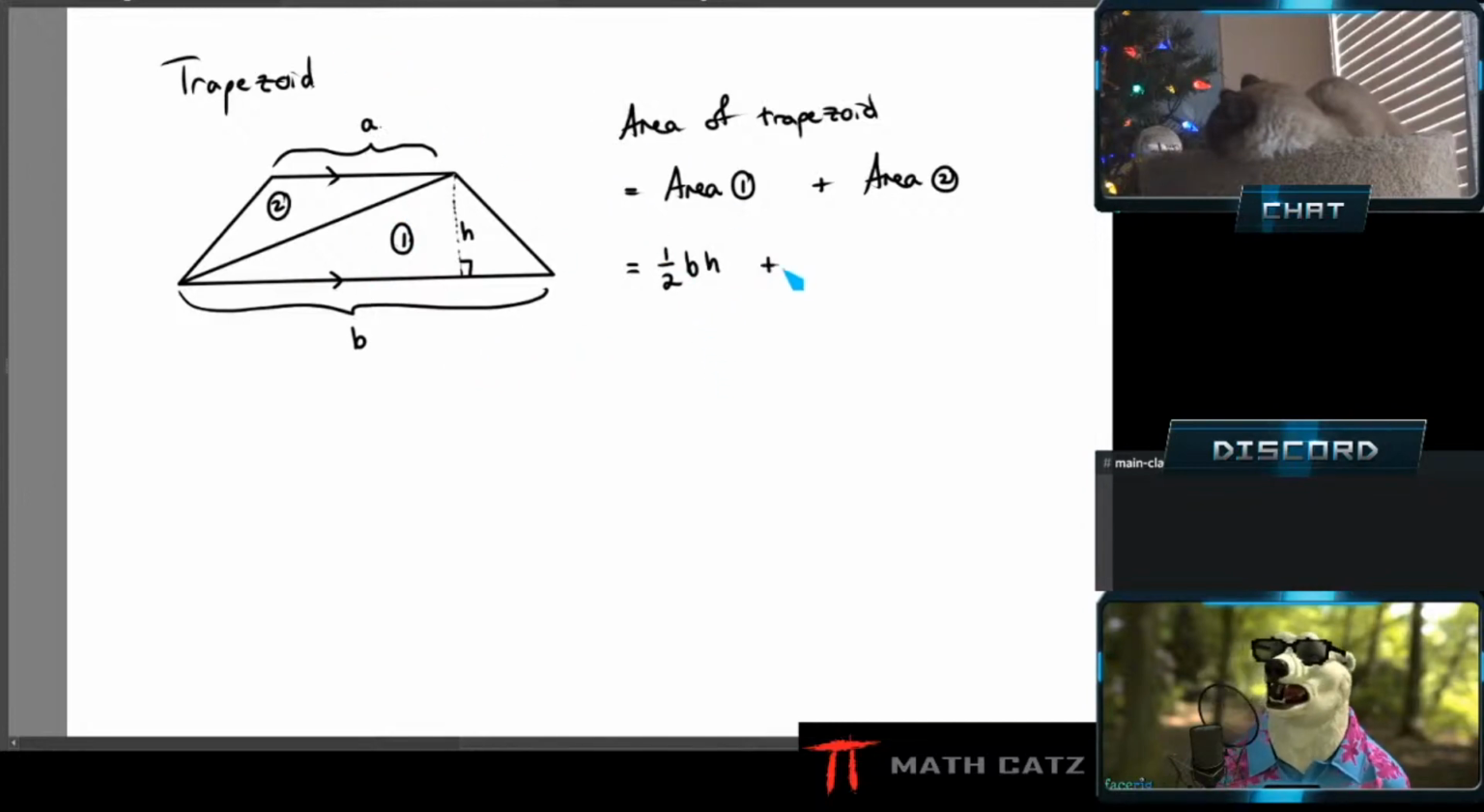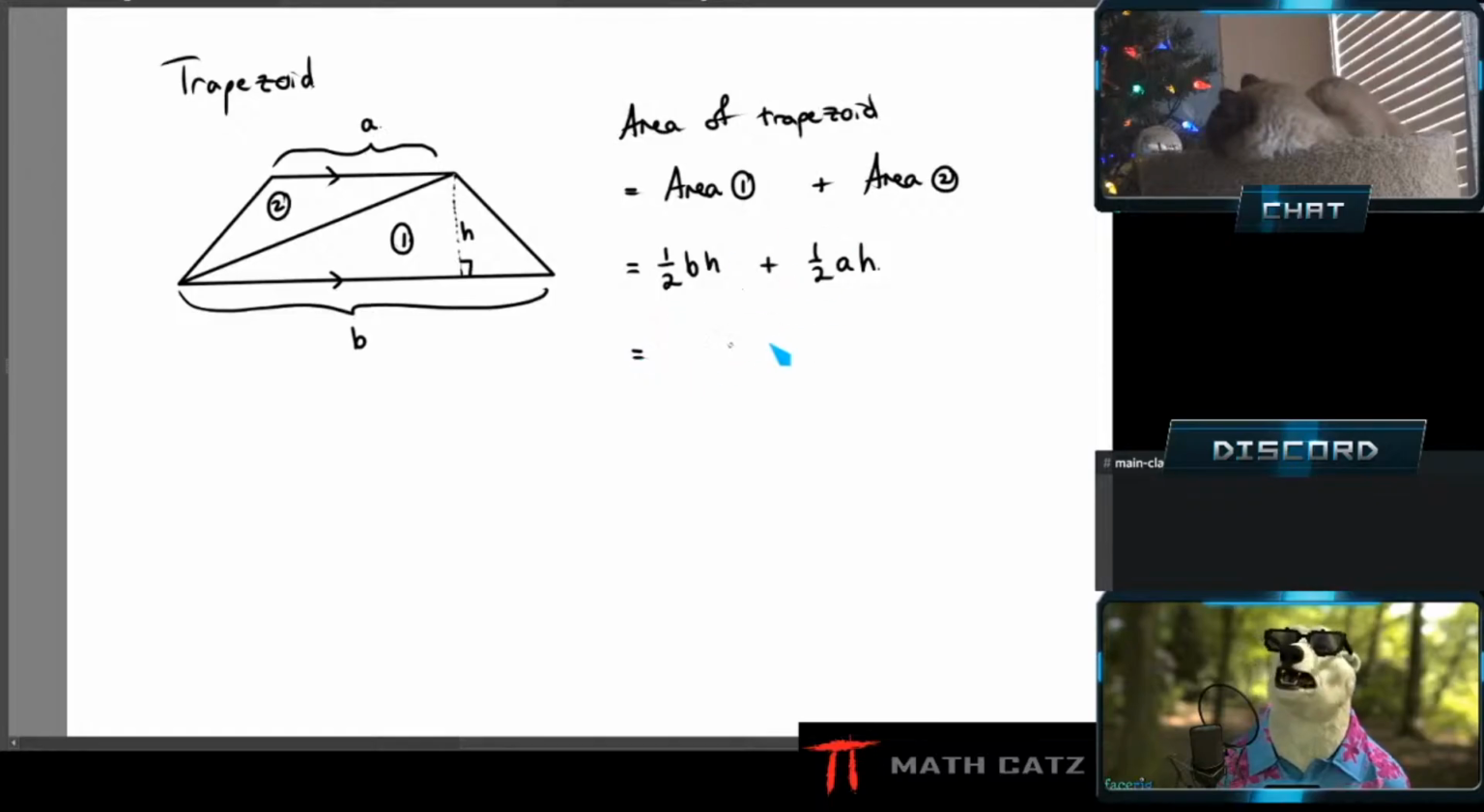What about the area of the second triangle? Well, it's a little upside down. Its base is A, but its height from the base perpendicular up to the opposite vertex is still H. It has the same height. And together they make the area of the trapezoid.